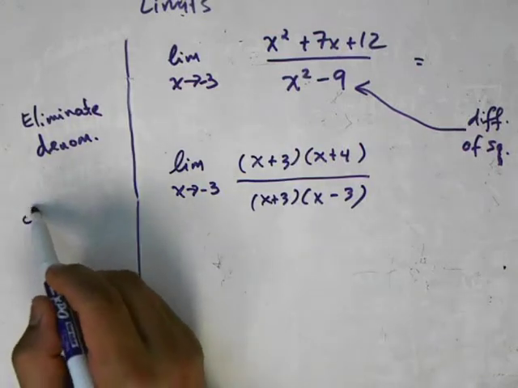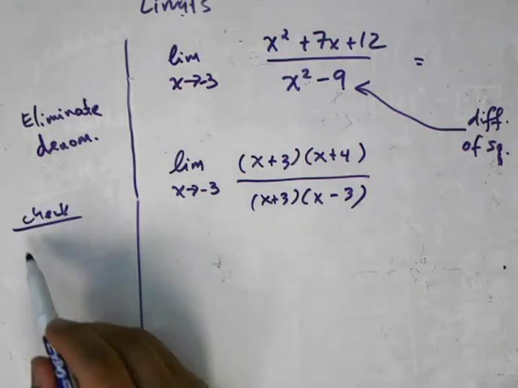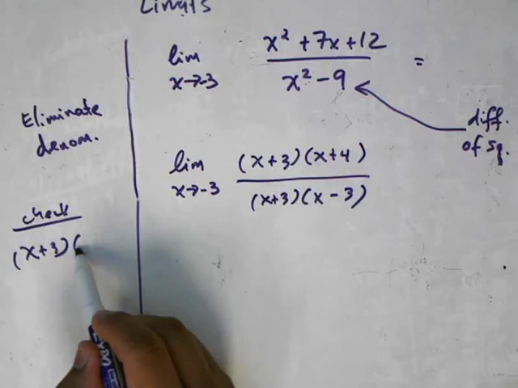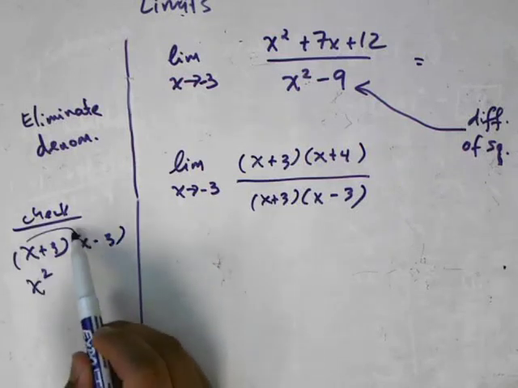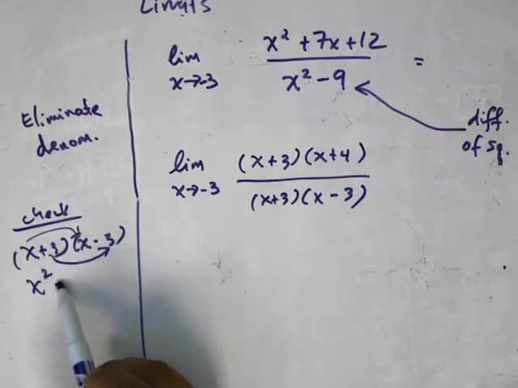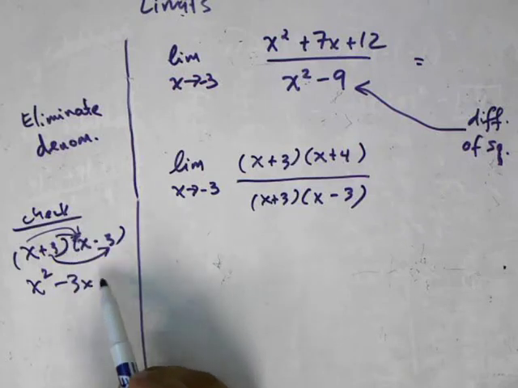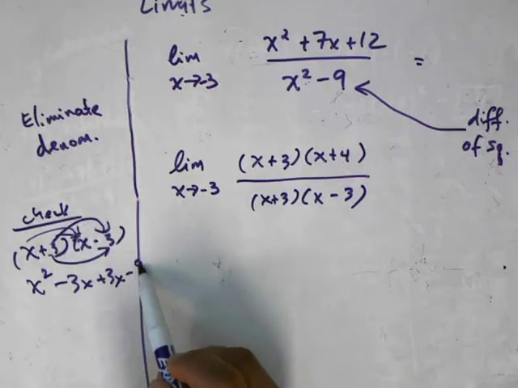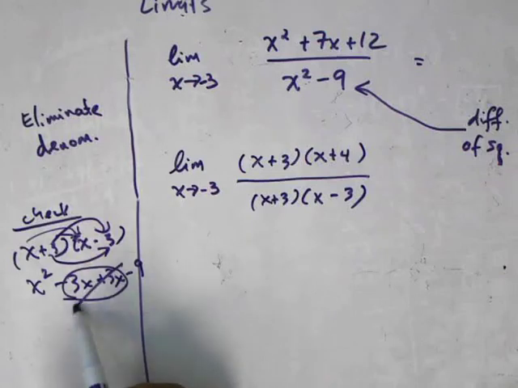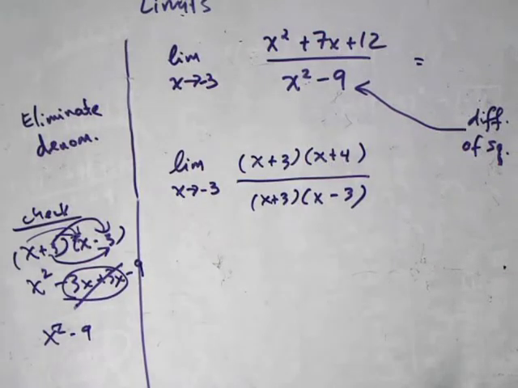And to verify that that works, just a little bit of review here. x plus 3 times x minus 3. Well, x times x is x squared. x times negative 3 is negative 3x. 3 times x is plus 3x. And then 3 times negative 3 is negative 9. The middle terms here cancel, so now you get x squared minus 9. So that is in fact true.